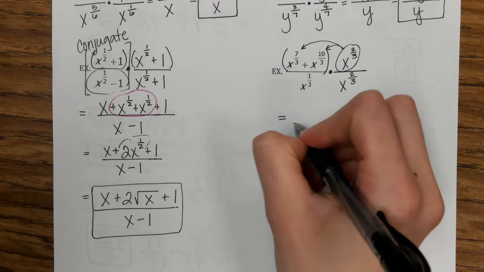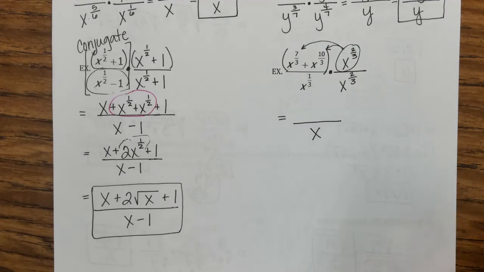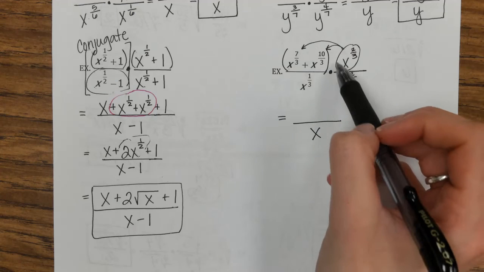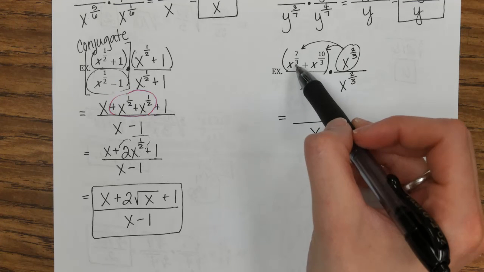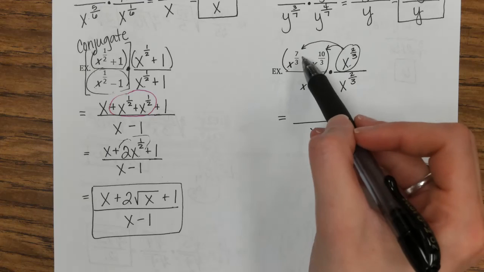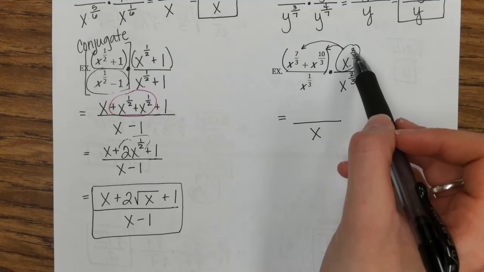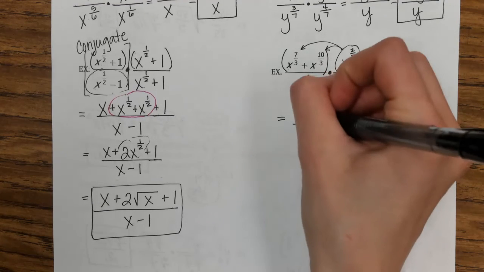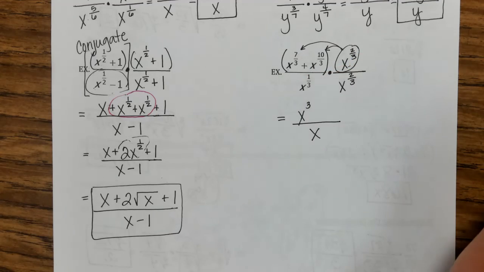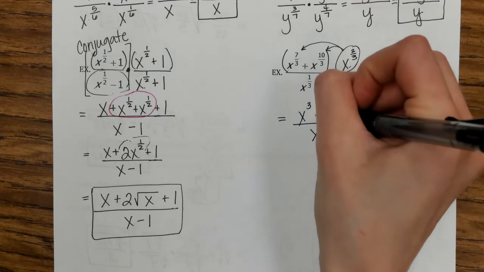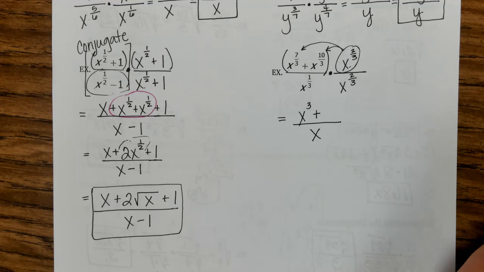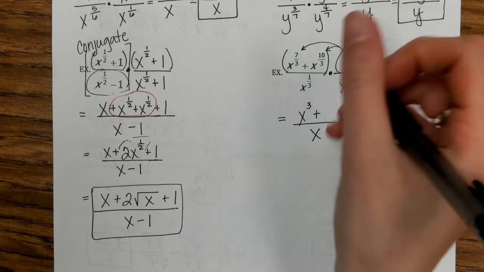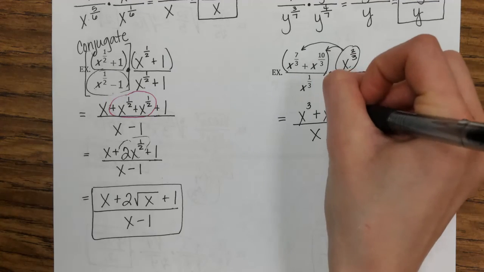Okay? So my denominator I know is x. My numerator, I'm taking x to the 7/3 times x to the 2/3. So I'm taking 7 plus 2 to give me 9/3, which is just x cubed. Then I'm doing the same thing. X to the 10/3 times x to the 2/3. 10 plus 2 is 12. Divided by 3 just gives me x to the 4.